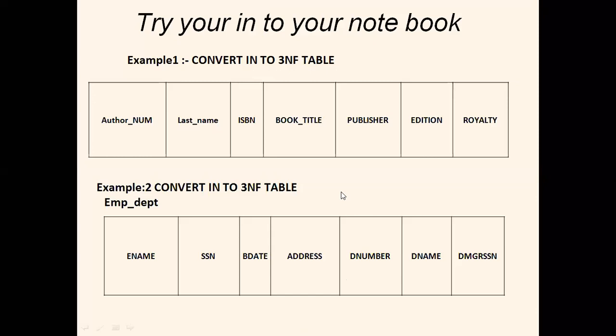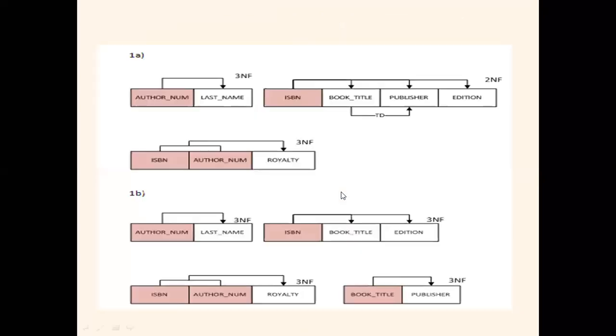Okay, let us see what is there in the example. To convert into the third normal form, this is my first table, author number and last name. See the arrow here: it shows the transitive dependency, that A to B is possible.